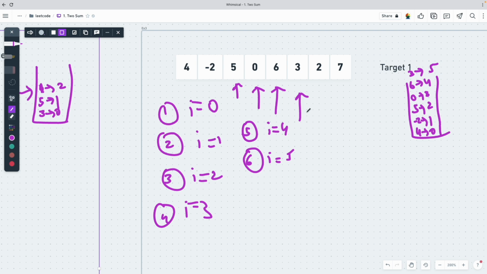No, that's not correct. So when we are here, when i equals 5, 1 minus 3, we are looking for minus 2. Minus 2 exists in the hash map. Minus 2 is here, so our answer is 5 comma 1. So when we are at 3, 1 minus 3 is minus 2. We are looking for minus 2. Minus 2 already exists, so our answer is 5 comma 1.